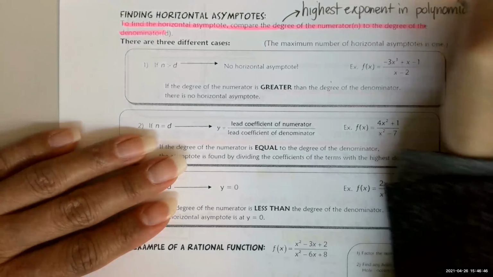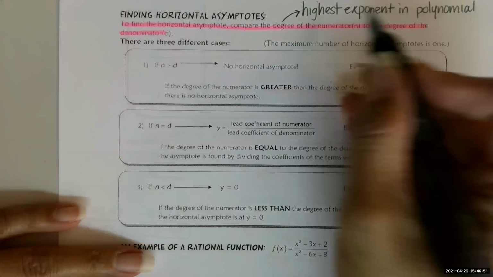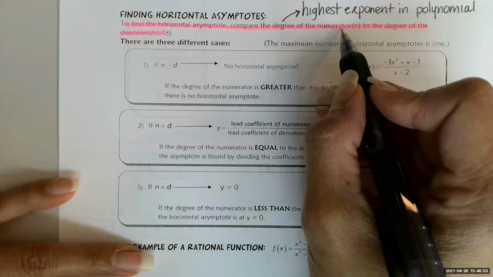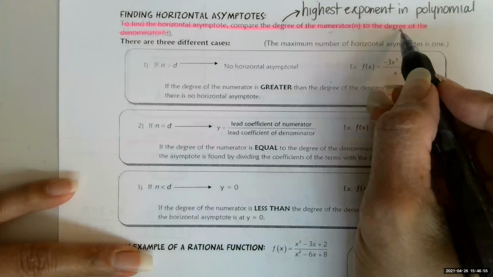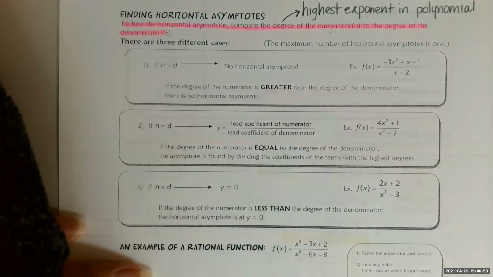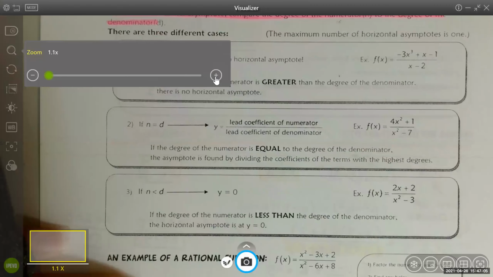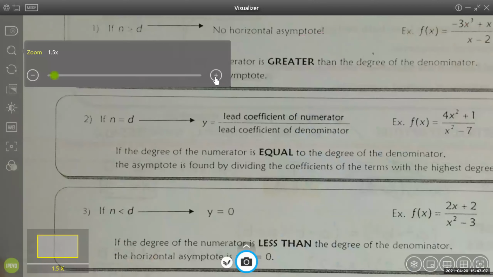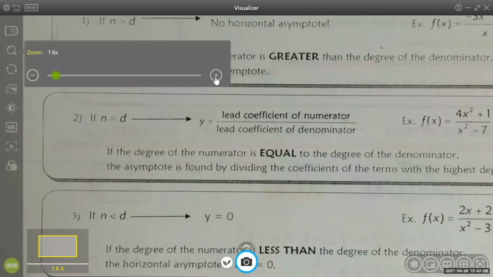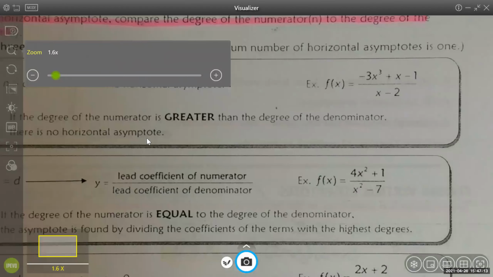Okay, so you are going to find the degree in the numerator, you're going to find the degree in the denominator, and you are going to compare those numbers, okay? So let's look at this first example. I'm going to zoom in a little bit here since those numbers are rather small. Let me shift my paper as well, okay? So let's look at this first example in the upper right. So we have 3x cubed plus x minus 1.